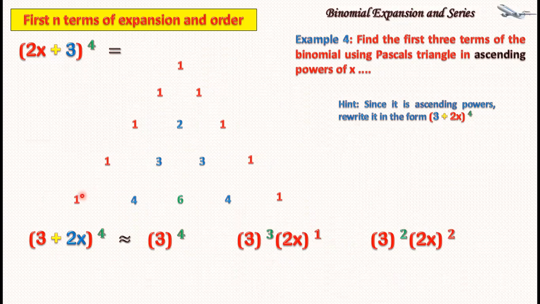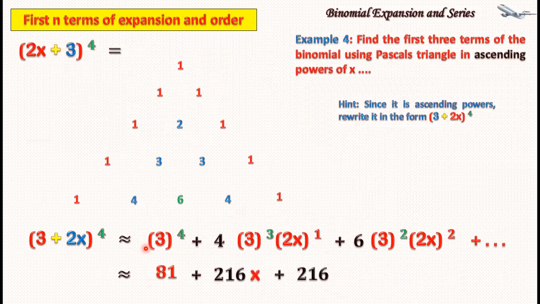Now let me get my coefficients from here and feed them directly. I have 1, 4, 6. So the first one is 1, there's no need to write it. The next one is 4, and the last one is 6. Now we simplify, we'll have 81 plus 216x plus 216x squared, and so on.